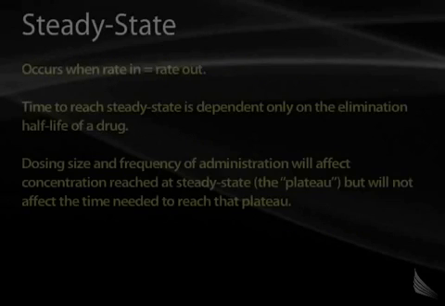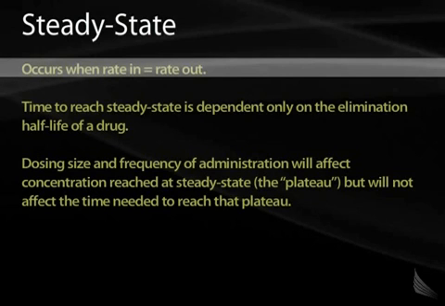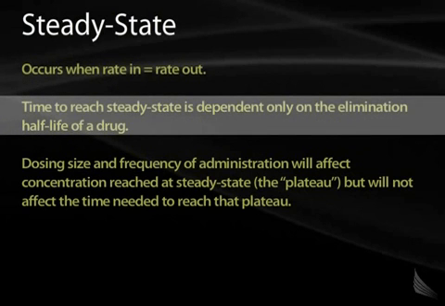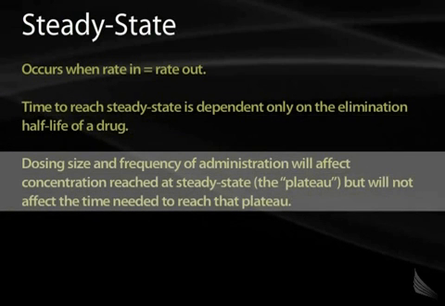of clearance is. The steady state concentration occurs when the rate of the drug in equals the rate of the drug out, meaning how quickly is it being administered versus how quickly is it being broken down or eliminated. The time to reach steady state is dependent only on the elimination half-life of the drug. If you give more of a medication and give it more often, it will affect the concentration reached at the steady state, but it will not affect the time needed to reach that plateau. And we'll talk about that right now.